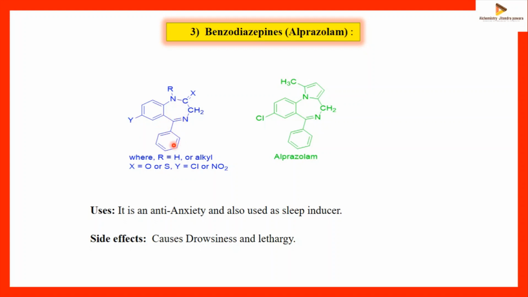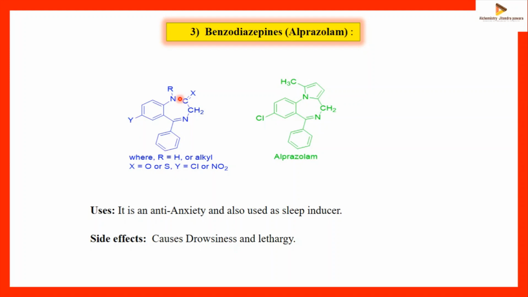In this general structure of benzodiazepine, R is equal to hydrogen or an alkyl group, X is equal to oxygen or sulfur, and Y is equal to chlorine or a nitro group. When another heterocyclic ring is fused at the 1,2 position, it gives 1,2 annulated 1,4-benzodiazepine, which is found to have better activity, that is, a better anti-anxiety agent. When this 1,2 position is substituted, that derivative is a better anti-anxiety agent.